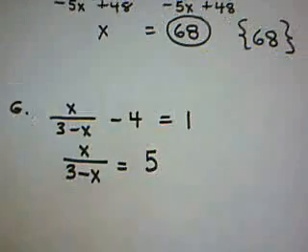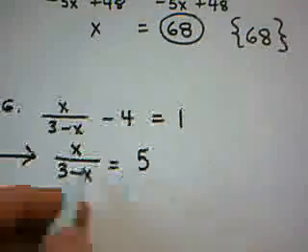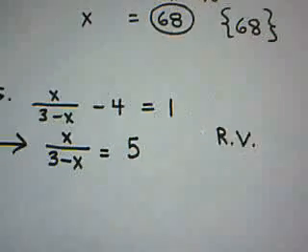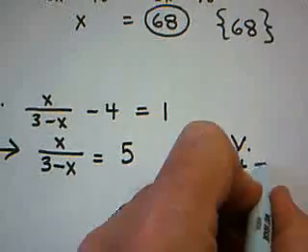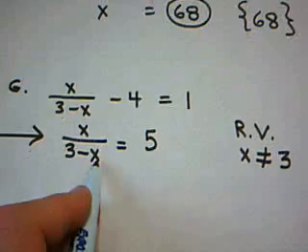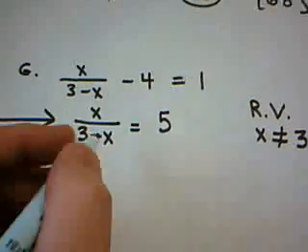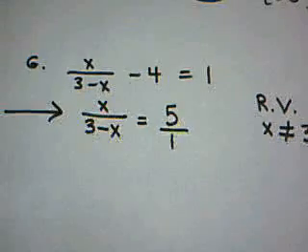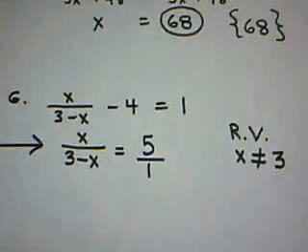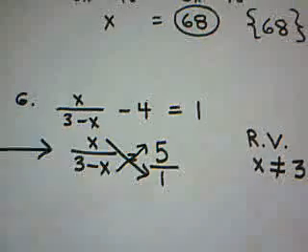So I'm not even going to pay attention to the way the problem was written. This is the problem as far as I'm concerned. My first step here in solving this is to state restrictions, and notice my restricted value here would be x cannot equal 3. And of course, the reason x can't equal 3, if I put a 3 in for x, 3 minus 3 would become 0, and division by 0 isn't allowed. All right, now, 5 is really 5 over 1. So this is a fraction, this is a fraction. Two fractions being equal to each other is called a proportion. You can solve proportions by cross multiplying.